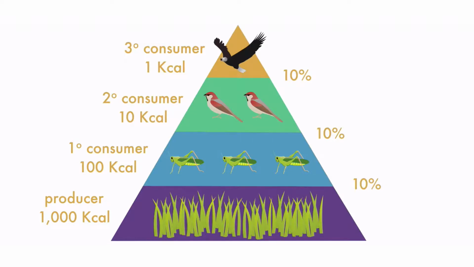So if we think of this in terms of kilocalories, if you've got 1,000 kilocalories of producers, only about 100 of those kilocalories are going to make it up to a primary consumer level. Only about 10 are going to make it up to the secondary consumer level. And then only 1 is going to make it up to that tertiary consumer level. So this also explains things like population sizes.